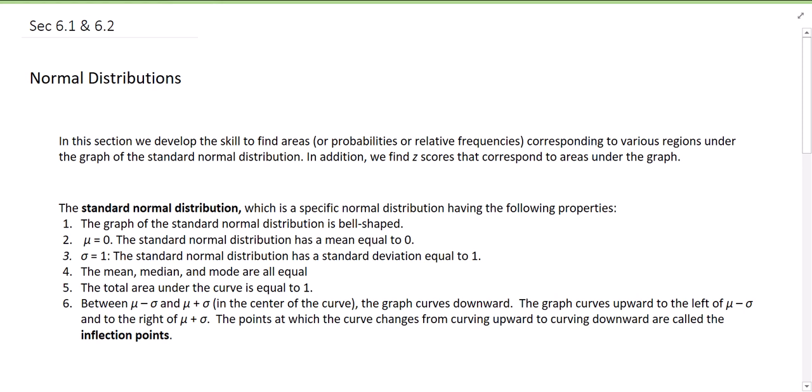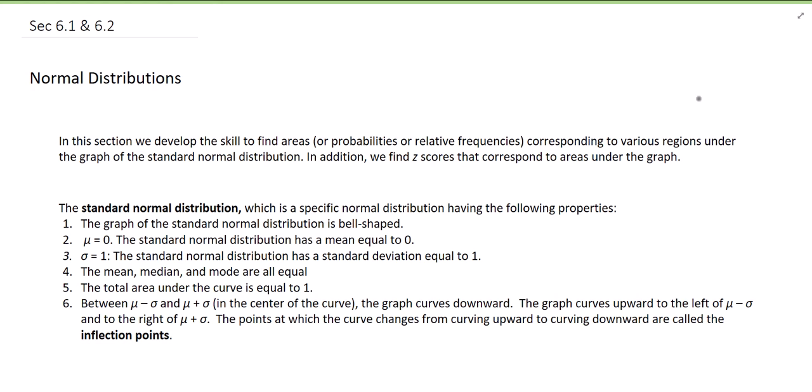Hi there, in this video we're going to discuss the normal distributions, and this is section 6.1 and 6.2 of our textbook. So we're going to look at the standard normal distribution. In the past chapter we looked at binomial and the Poisson distribution. Now we move on to the normal distribution. And we're going to be finding z-scores as well.